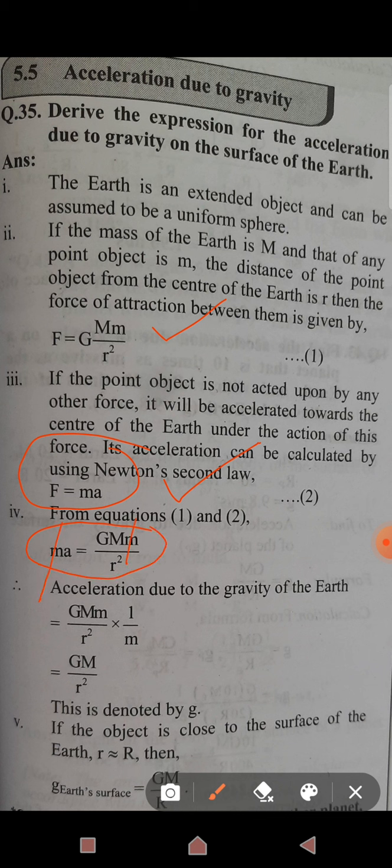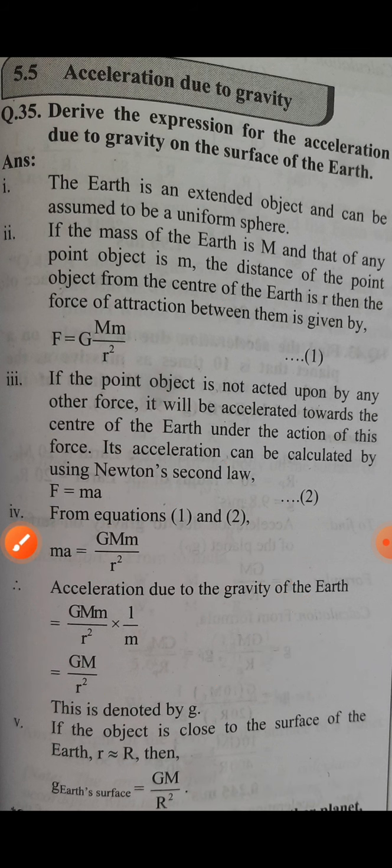So ma is equal to GMm upon r square. So m will get cancelled. So small a is equal to GM upon r square. Now this small a will be replaced with the g. So g is equal to GM upon r square. Here small r is equal to capital R plus h. As the object is very close to the surface, then h will be 0. So we can write the g on the surface is equal to GM upon capital R square.